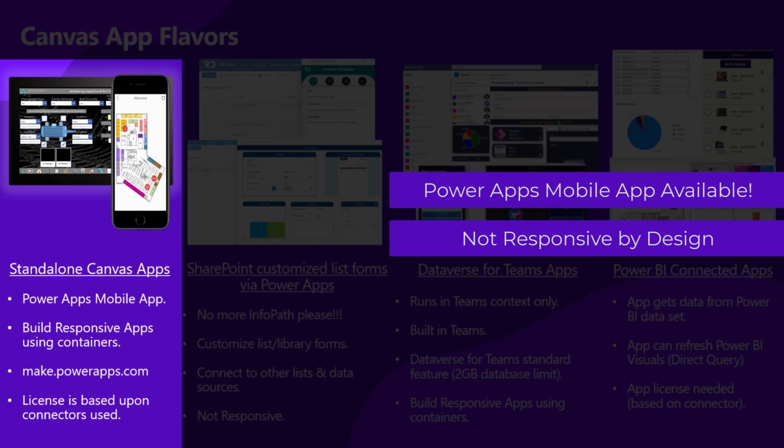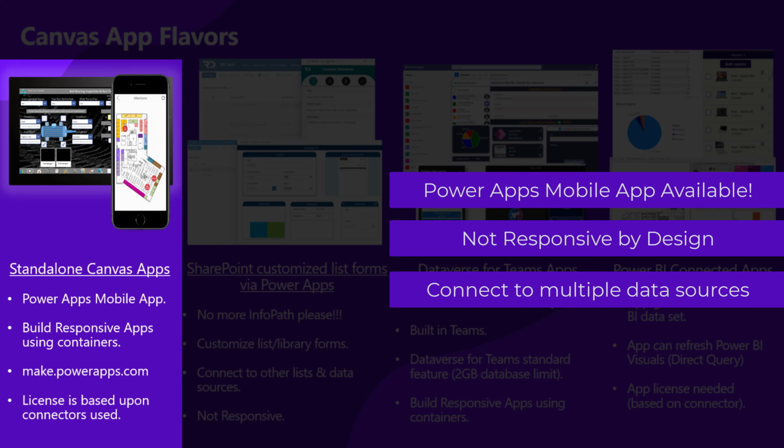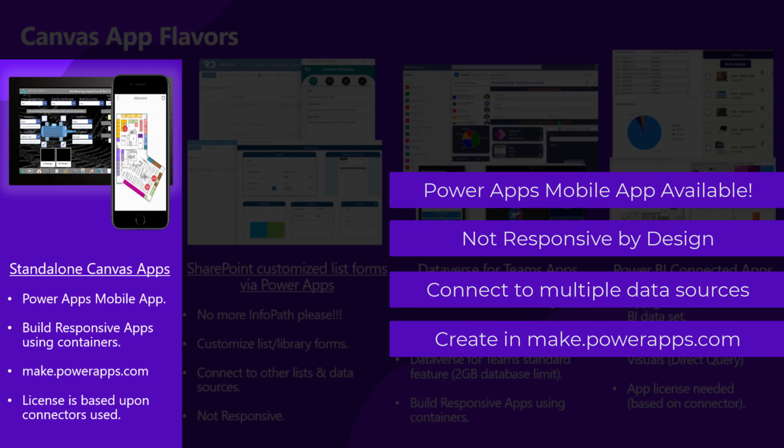Canvas apps are not responsive by design. If you would like to incorporate responsive design capabilities, there are specific responsive container controls that you can leverage to make them responsive. The way you create the standalone Power Apps is you begin from make.powerapps.com. And the license of these apps is based upon the license of the connectors that you leverage.